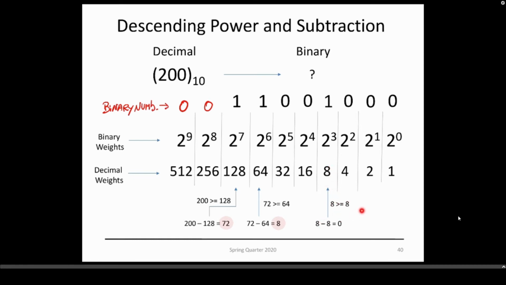I get the 0. And I know that the 0 is not greater than any of the rest of the numbers. I'm going to put the other two zeros over here, and this is my binary number. Your number 200 in decimal is equal to 11001000.